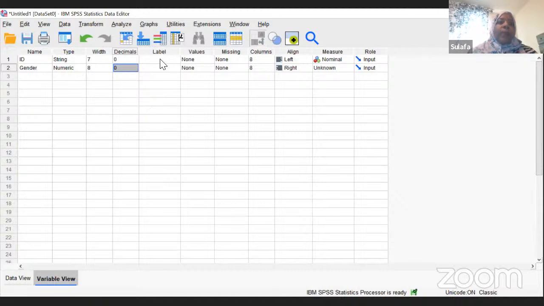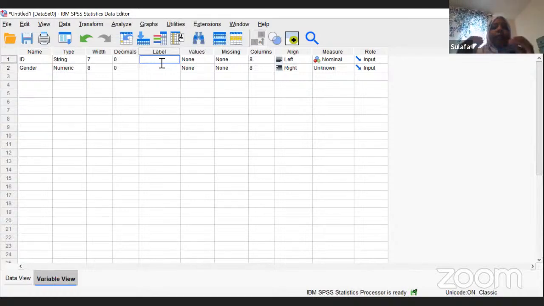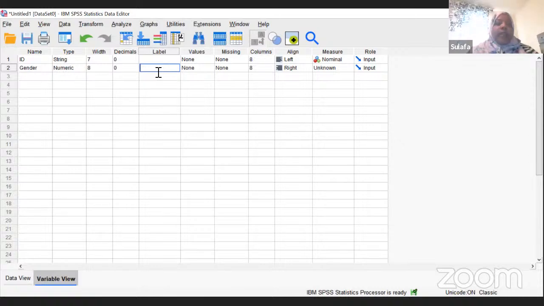So now we came to the label. As I mentioned before, sometimes you want a full label for a variable name. Like for ID, you can put driver license. For gender, you can put male or female. So you can put anything here without rules, like you can put a space in the middle. Embedded spaces are correctly read by SPSS. For example, for gender, I can say male and female, and SPSS can read this correctly.